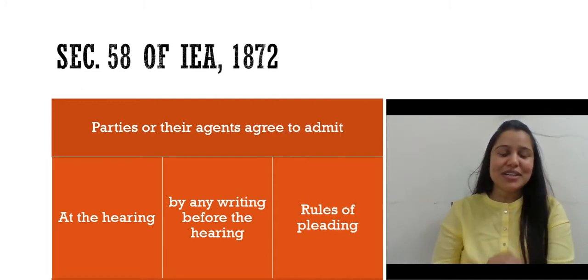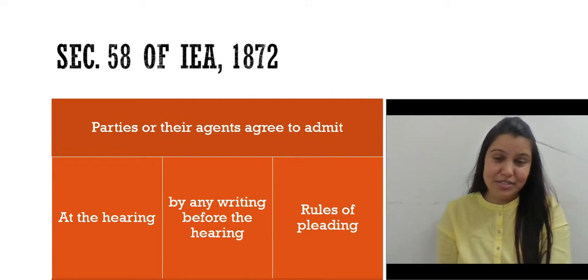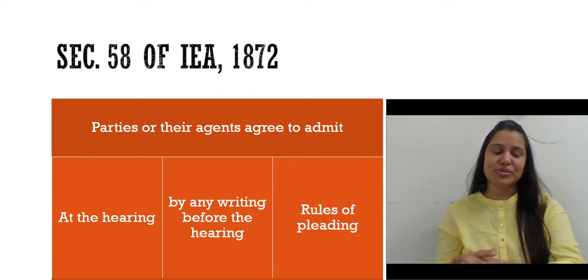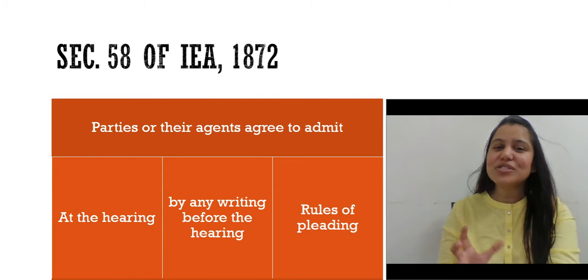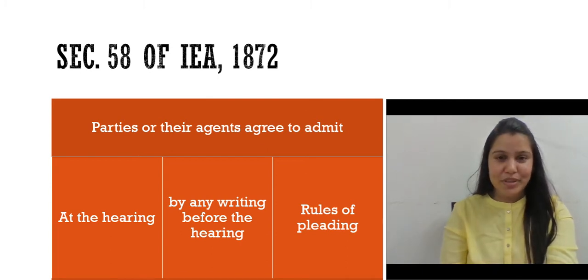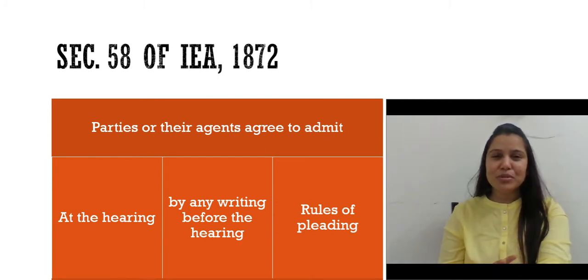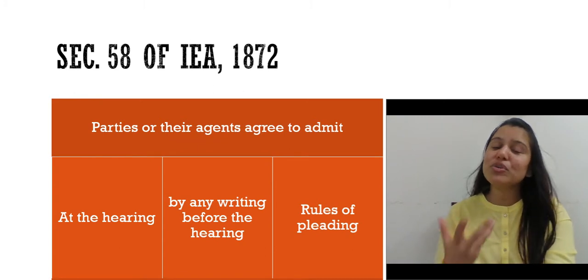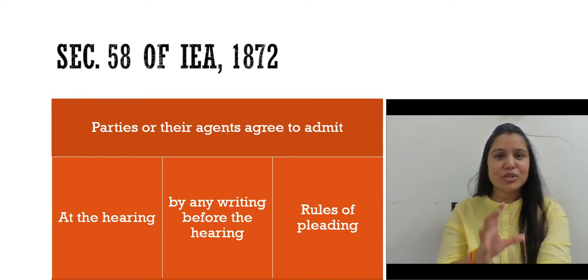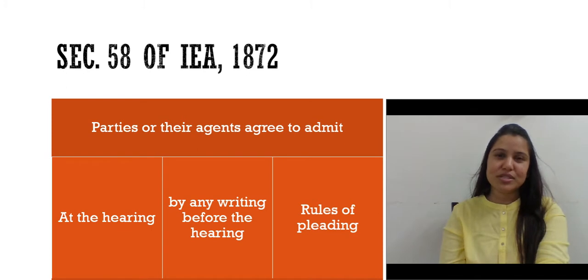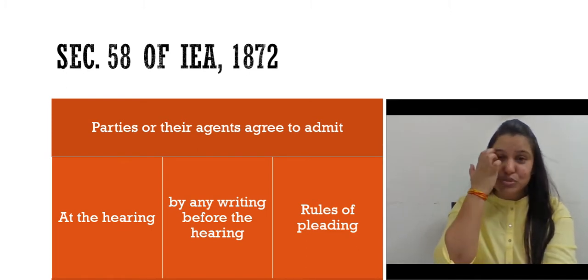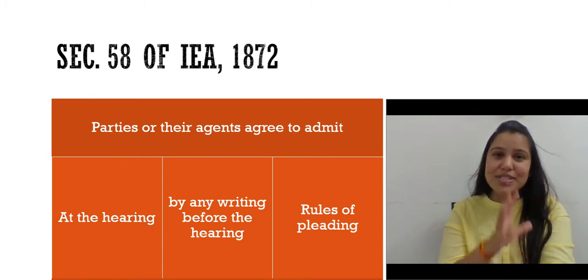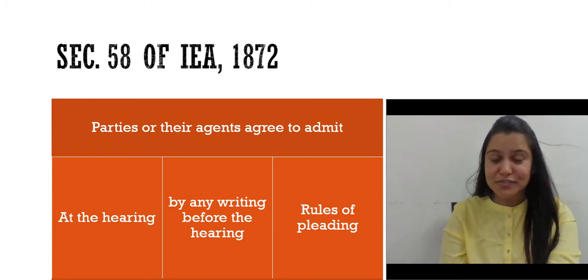Okay, here is Section 58 of the Indian Evidence Act. Now what this section is trying to say: parties or their agents agree to admit. Here we are talking about the facts of which we need not give evidence, right? The court shall take judicial notice, and once it is judicially noticeable, then we do not prove it. We had seen Sections 56 and 57.